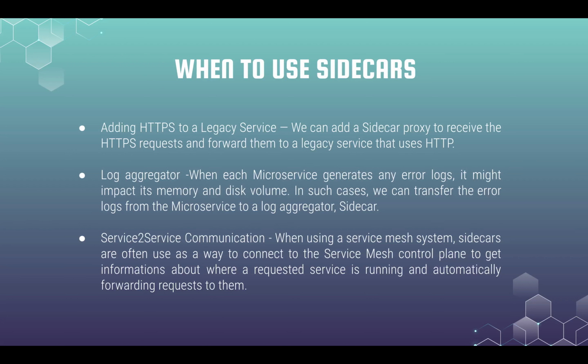And also service-to-service communication. When using a service mesh system, sidecars are often used as a way to connect to the service mesh control plane to get information about where a requested service is running and automatically forward the request to it. So the microservice using a sidecar for service-to-service communication doesn't need to know the URL or the IP of another service. You can just ask the sidecar to forward some requests to the target service, and the sidecar will automatically forward and get a response for the microservice itself. So the implementation becomes much easier, and it's also easy to maintain in a distributed environment.